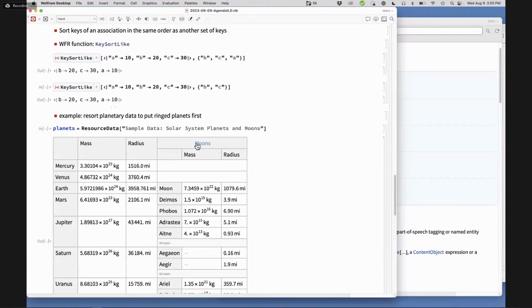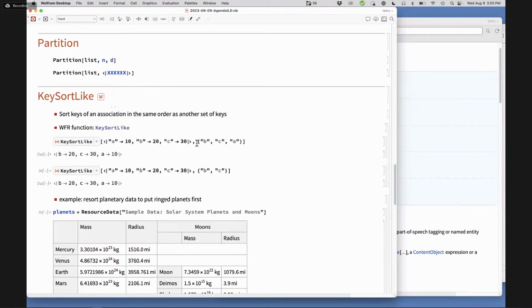Key sort, like. So this is a Bob function, but the idea is that you have an association and you're giving basically a list of elements that specify a custom sorting order. Right, I understand. Mm-hmm. Why?